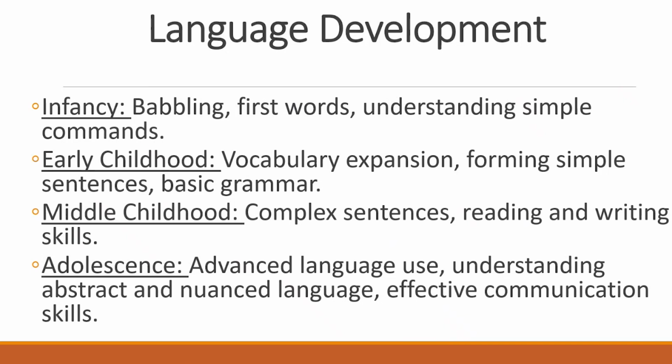During adolescence, this is where we see advanced language use and also understanding abstract and nuanced language, as well as effective communication skills. This is where they start to want to do pranks on you because they have a sense of humor and they understand the nuances of how to communicate effectively with other people around them. They're also understanding how to communicate with their friends differently from communicating with their parents as well as their teachers.